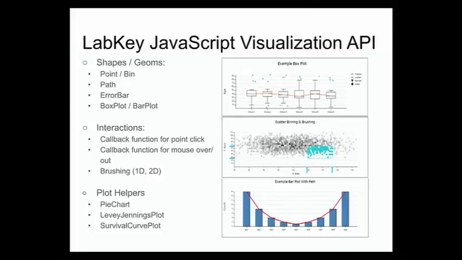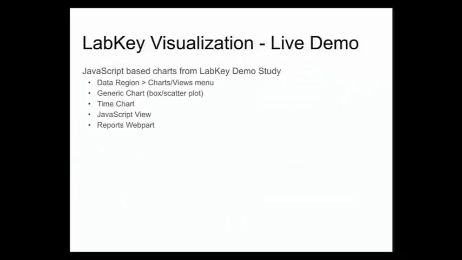So the tools I'm going to show, the visualizations, are all built on the LabKey visualization API. I just wanted to list them out here. This isn't an exhaustive list, but just some of the different shapes and geoms that you can use from the visualization API and the interactions you can use. The presentation that Dave did this morning for the DataSpace stuff uses a lot of the visualization APIs to actually build the chart itself, and the ones I'm going to show will do that as well.